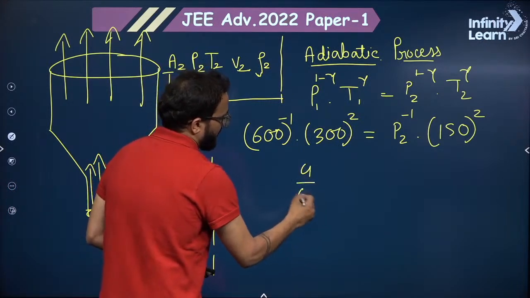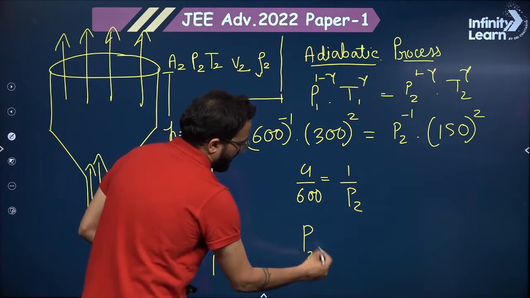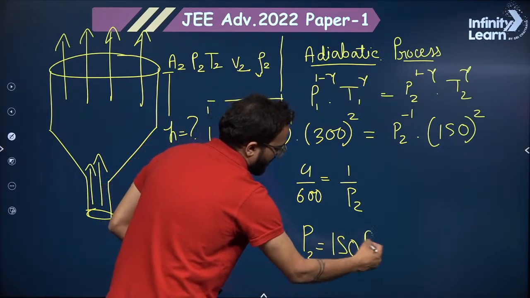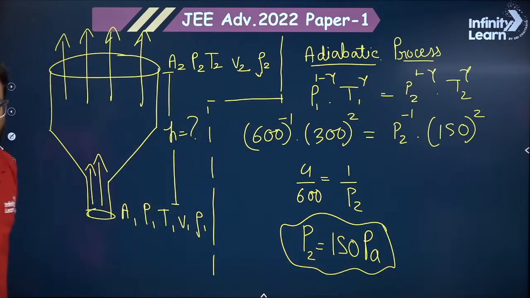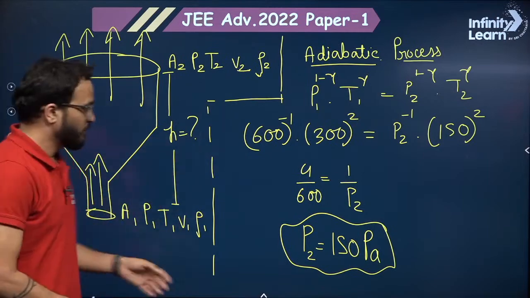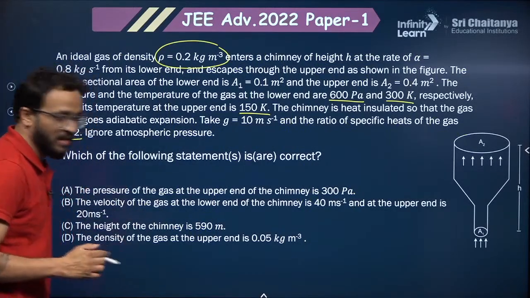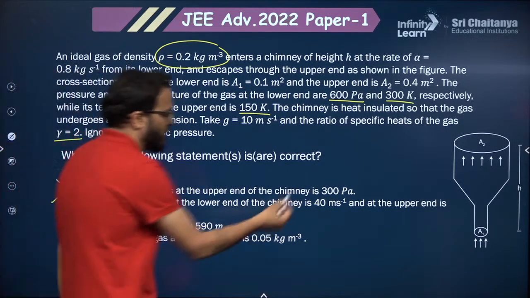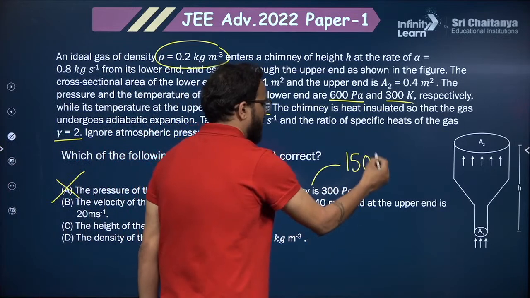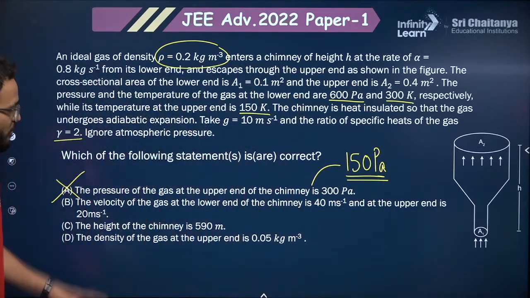4 by 600 is equal to 1 by P2. So P2 will be 150 pascals. Now we have one more good piece of information here: 150 pascals in this particular question. Is it clear? At least pressure we know. So the first option, the pressure of the gas at the upper end of the chimney is 300 pascals. This is wrong, because we know the answer is 150 pascals. Clear everyone? Fantastic. So let's move ahead now.